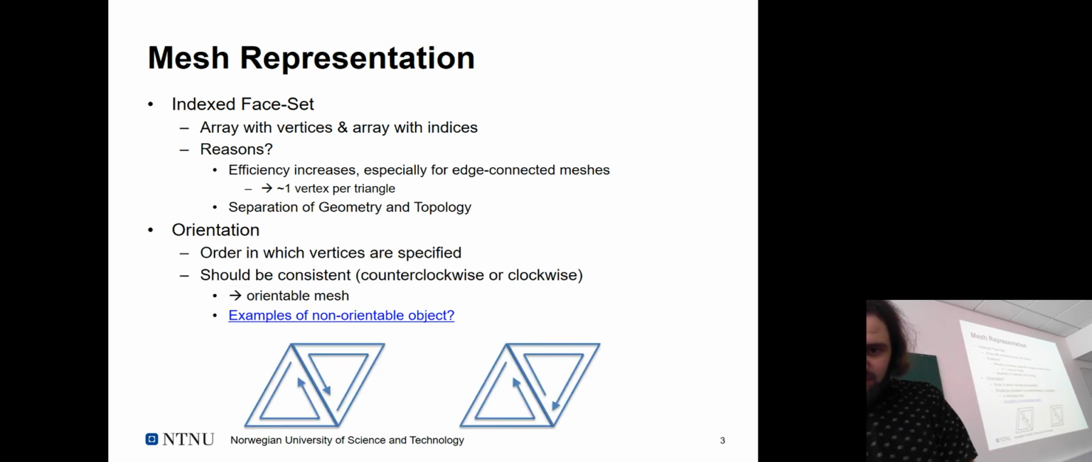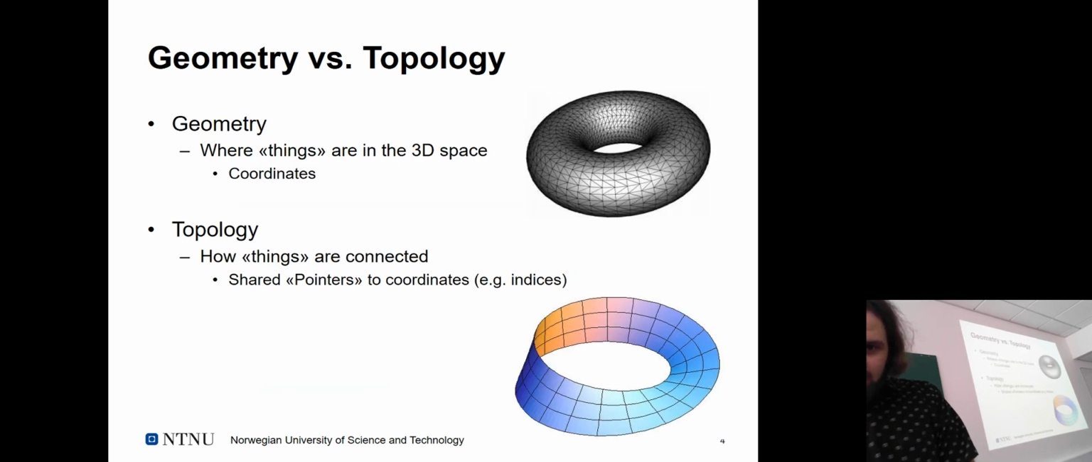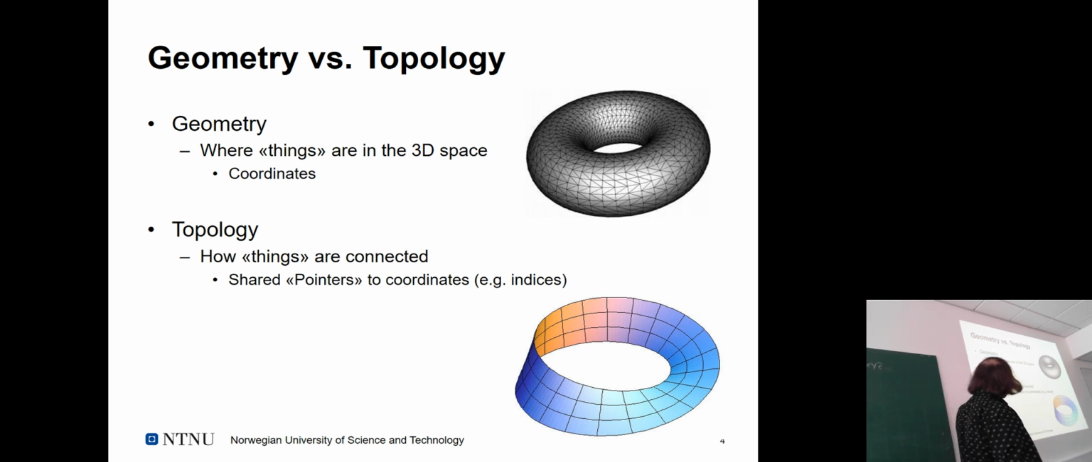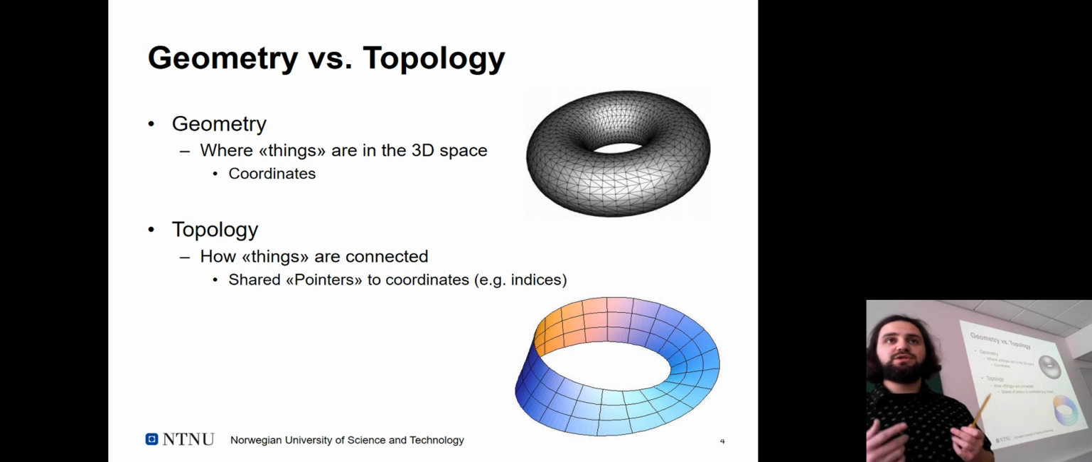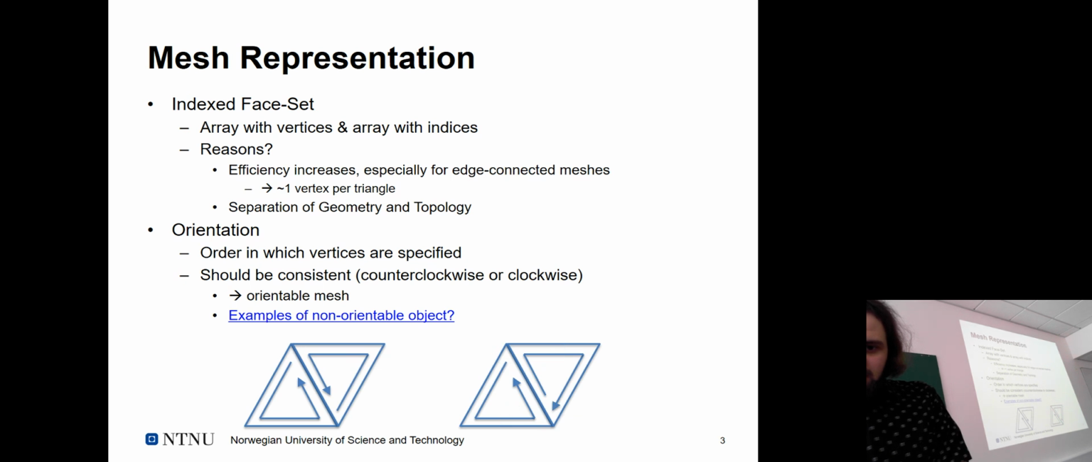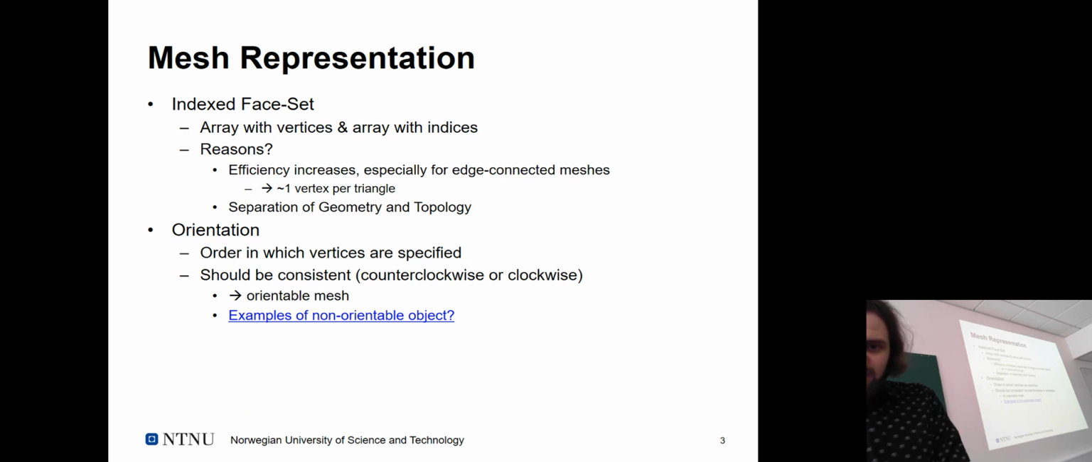I think it's given pretty well on the next slide. Geometry is simply coordinates, where the things are in the 3D space, and topology is how things are connected, whether they have shared pointers to the same indices, same edges or not. But let's get back to this one, orientation.